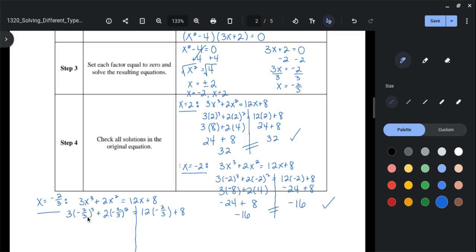So -2/3 cubed, we cube the numerator and the denominator. So 2 cubed is 8, 3 cubed is 27, and it's negative because it's a negative cubed. Plus, again, we square the numerator and the denominator. So we're going to get 2 squared is 4, 3 squared is 9.